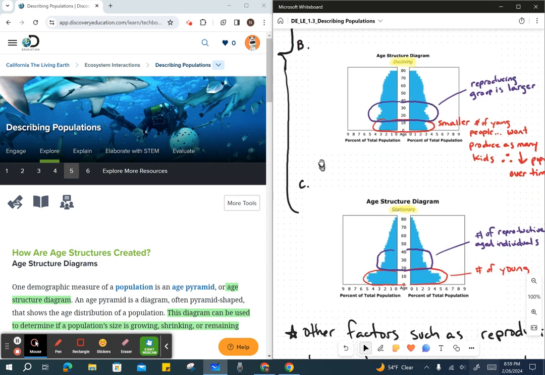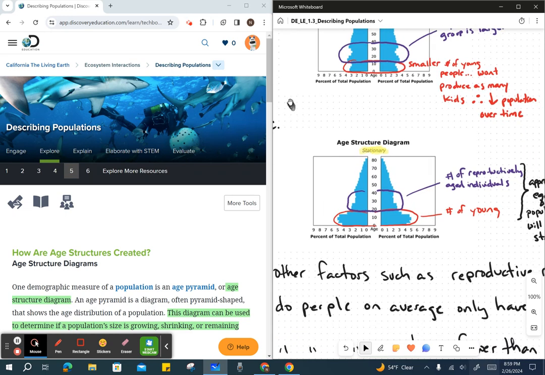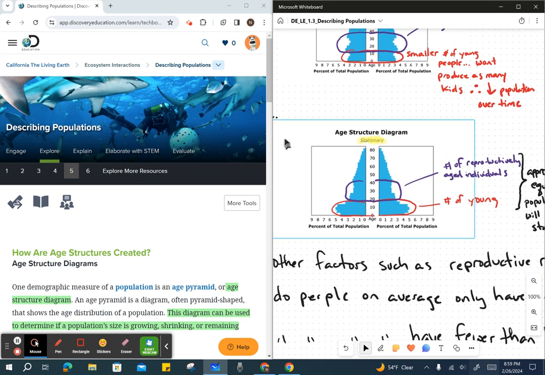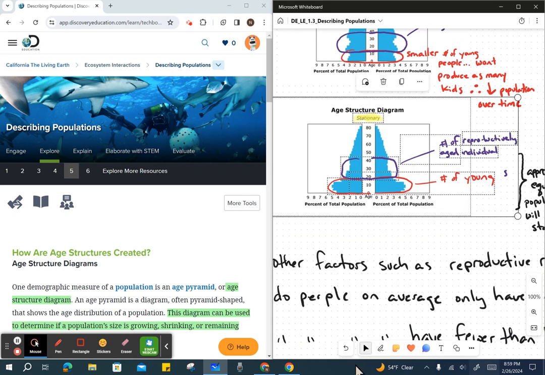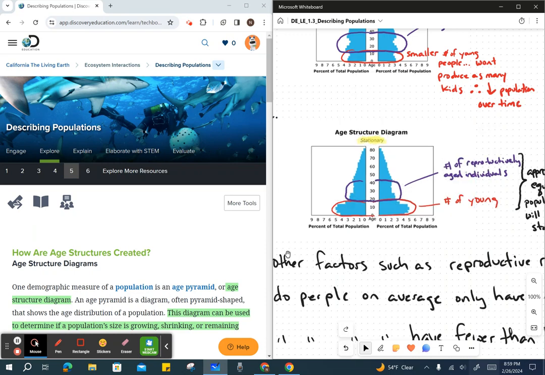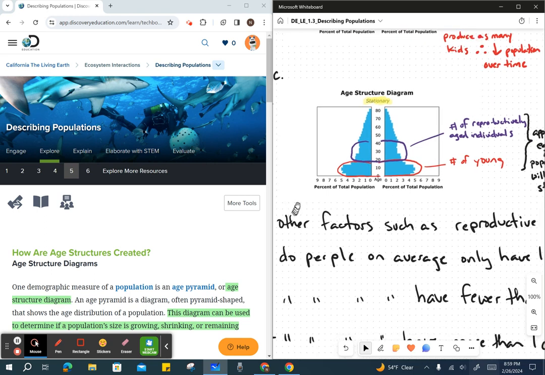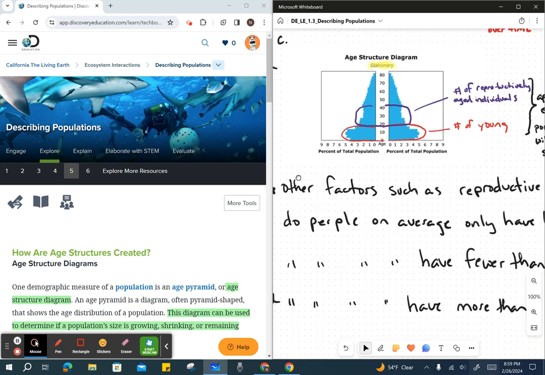Let's take a look at picture C. Okay, so picture C shows us a stationary age structure diagram. This is basically saying that your population size is going to remain more or less static, unchanged.